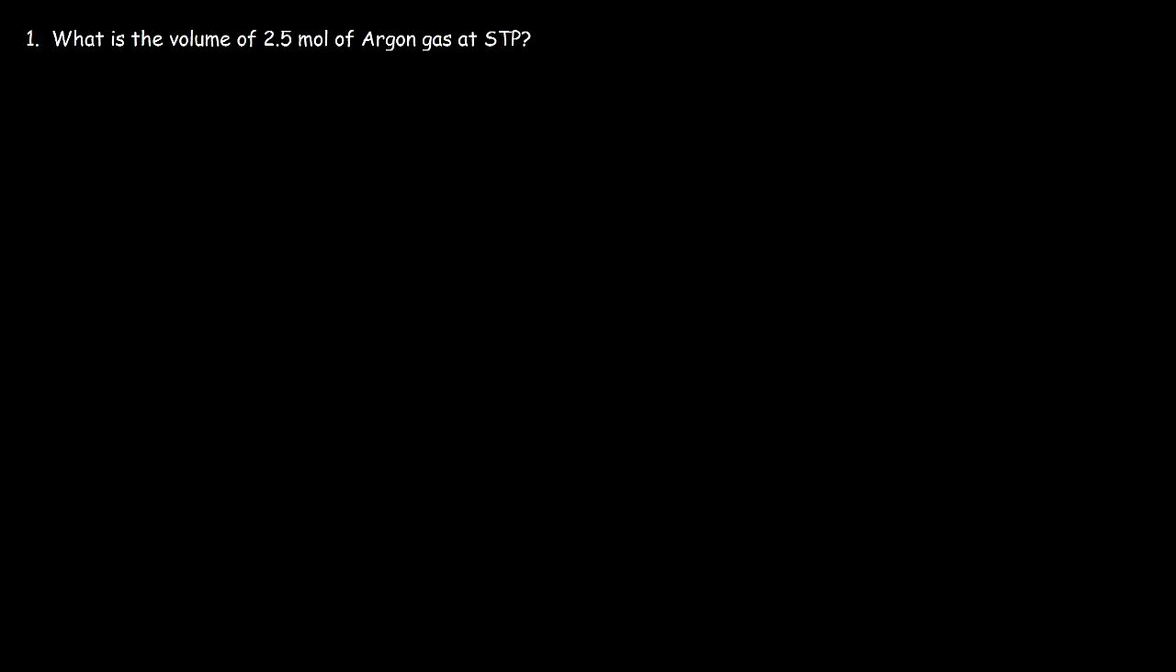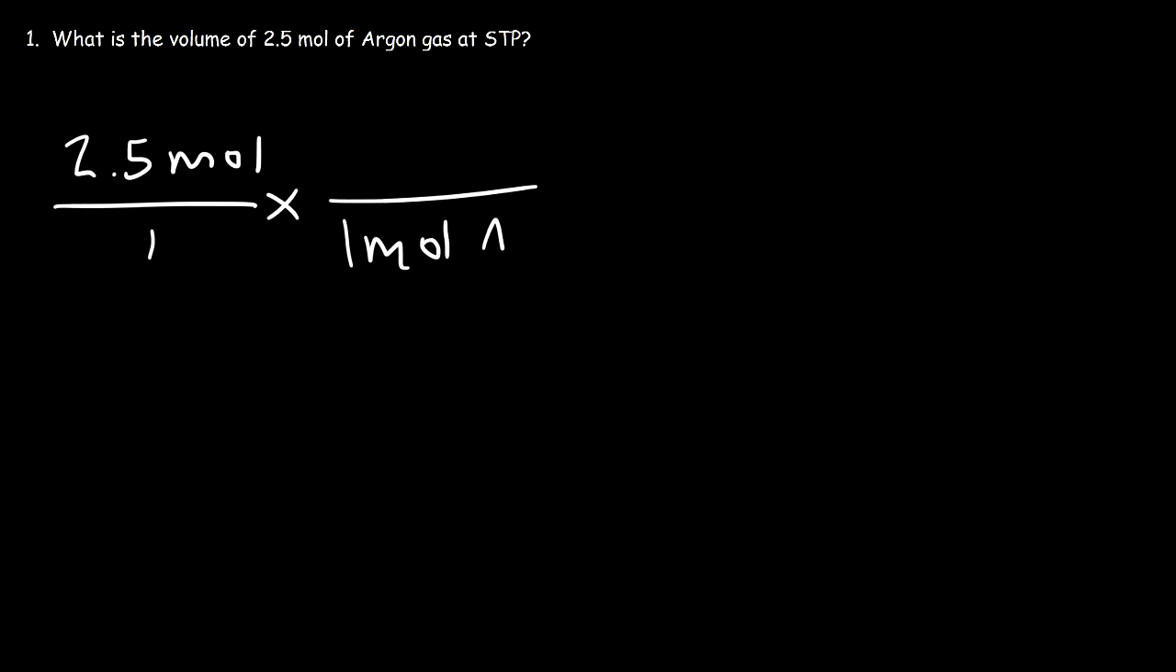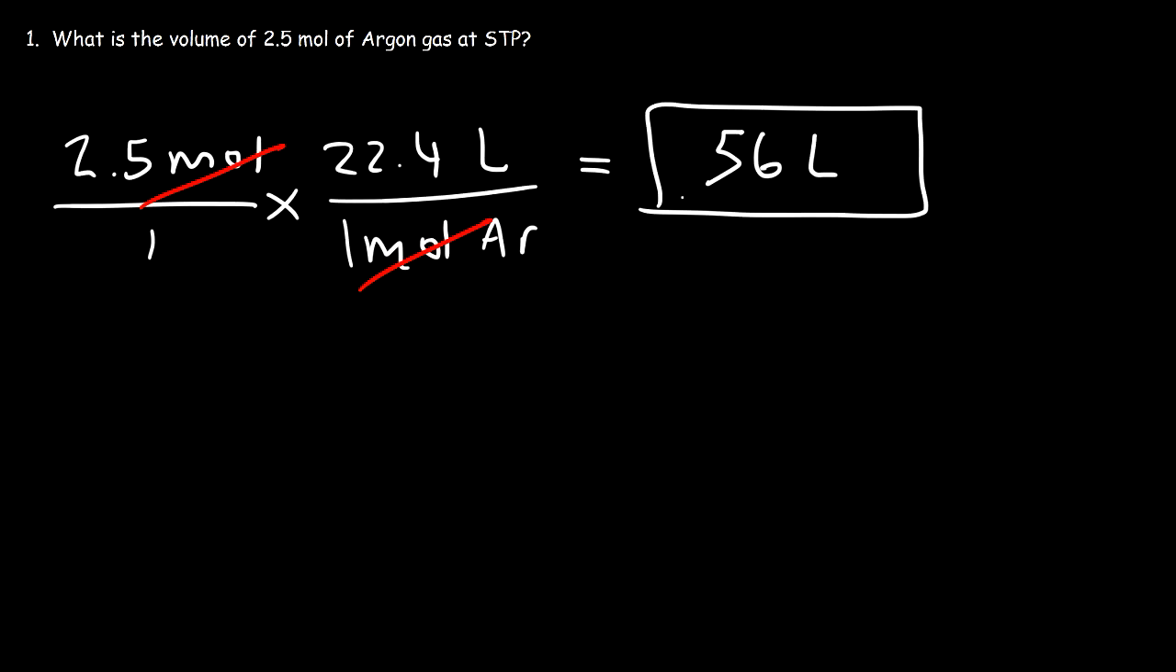Now, if 1 mole of gas occupies a volume of 22.4 liters, then what volume will 2.5 moles of gas occupy? So now we could set up a conversion factor. 1 mole of argon will occupy 22.4 liters. So the unit moles will cancel, and it's just going to be 2.5 times 22.4. So the answer to this problem is 56 liters. For gases, you can use this conversion factor to convert moles to liters or liters to moles.